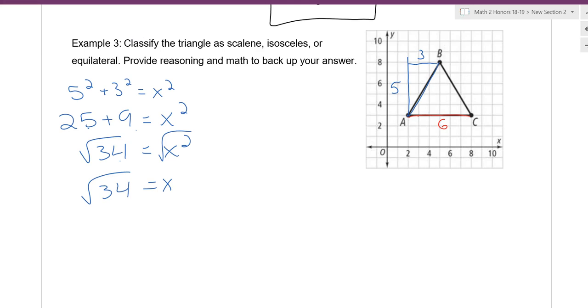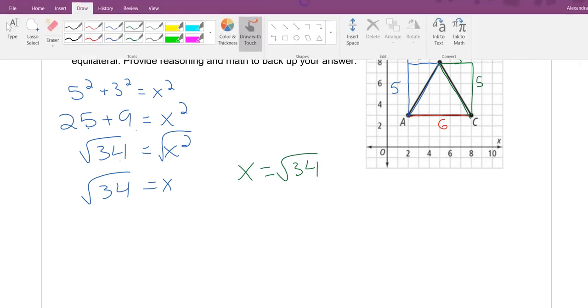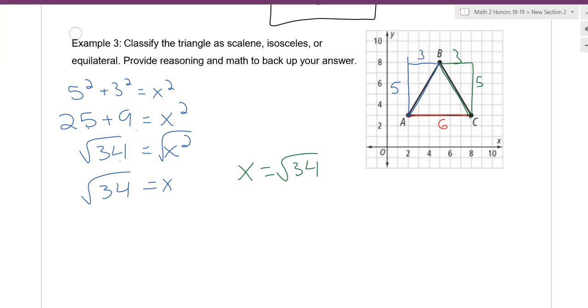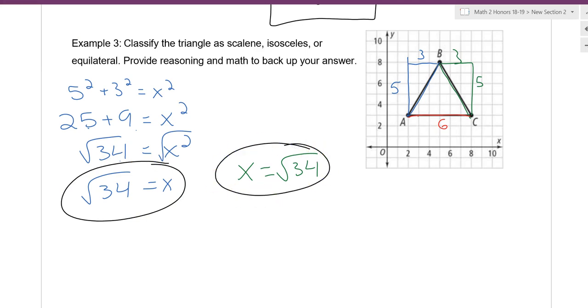On our last side of the triangle, from here to here, we go over 3, down 5. Look at that, it's the same thing. x equals the square root of 34. So these two sides are the same, where that one is 6. So again, two sides are the same, so this is an isosceles triangle.